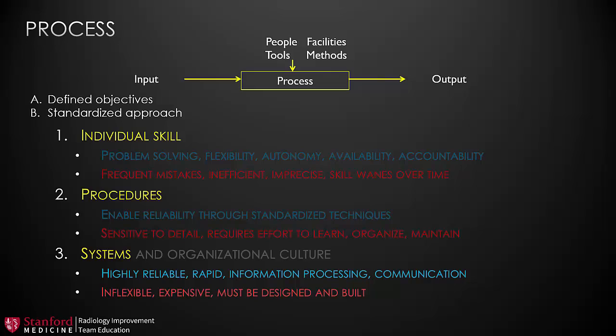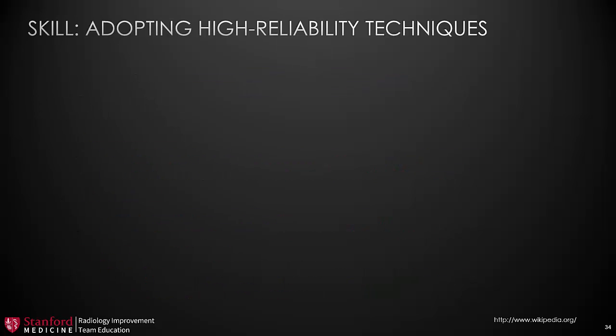The main advantage to using systems is that they enable high levels of reliability. They're usually fast and allow for information processing that's tedious or impossible to do by hand, like a computer system, and they often dramatically improve communication. The main disadvantages include that once they're built, they tend to be inflexible. They're often expensive and take time to design and build, so it often isn't even an option to implement a system fix right away. So here are some examples of each of these.